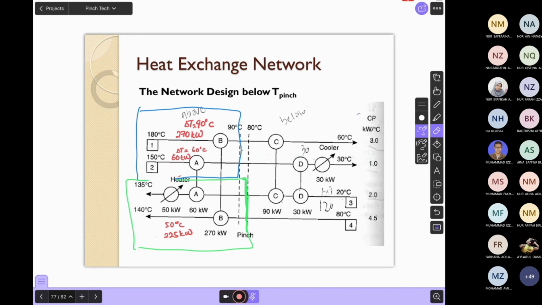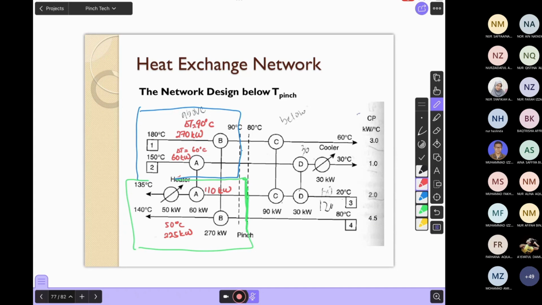So yang hijau ni berapa? 135 tolak 80. You got 55. 55 times 2, 110 kan? Yes. So you ada 110 here. So tu cara you kira. Belajarlah kira. 10 kilowatt.